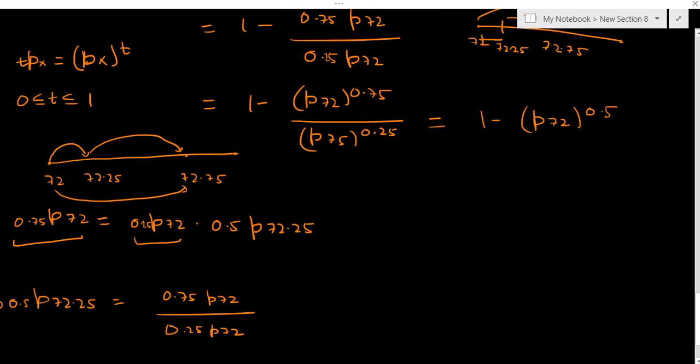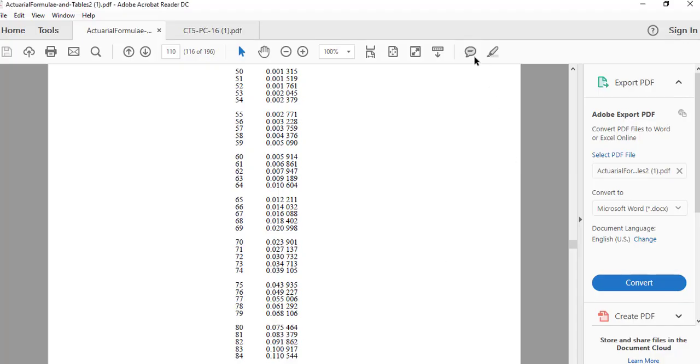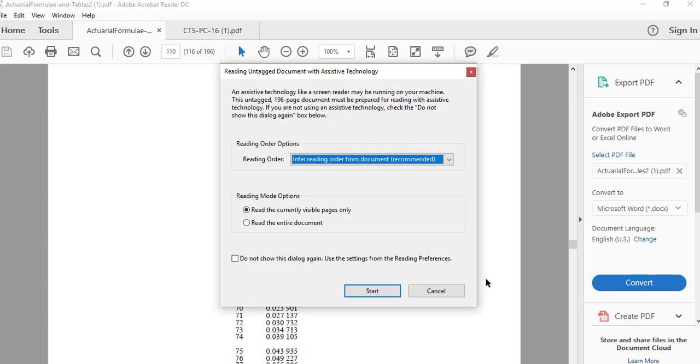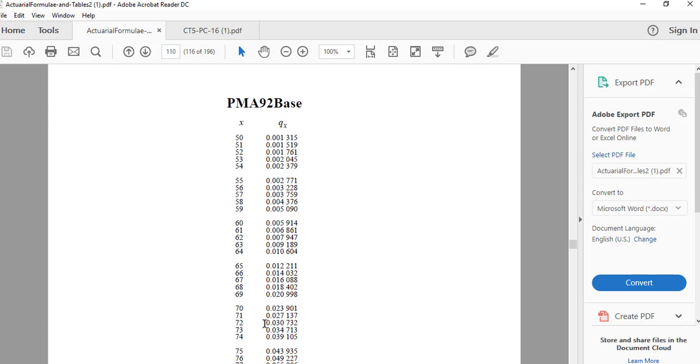Now I just need the value of p 72 from the PMA92 base tables, which are given on page 110 of the tables. So let's browse them and check the value of p 72 there. Okay, here you go. This is page number 110 of the tables, and for q 72, I have the value 0.30732. This is your q 72 value, so the p value would be 1 minus this.